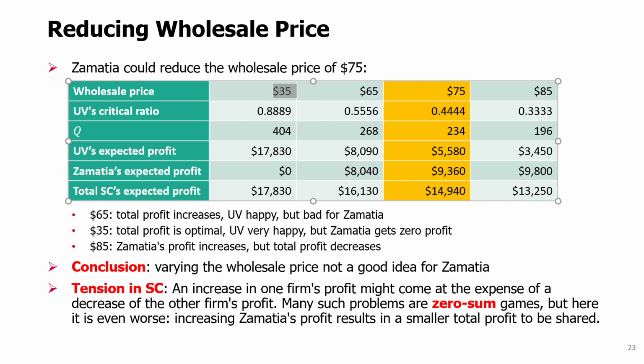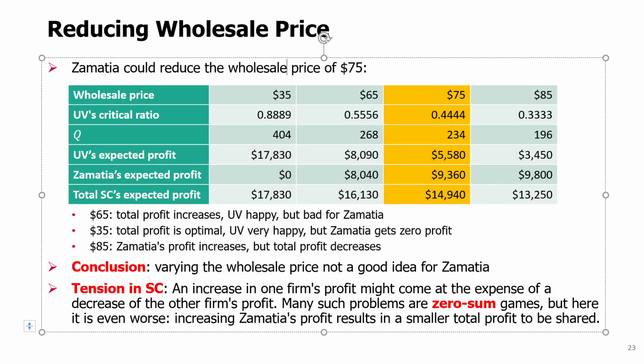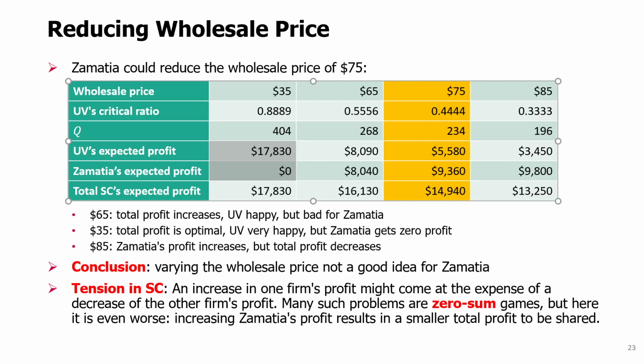If Zamatia went to an extreme and sold the sunglasses at the wholesale price of $35, which is their production cost, right? Then UV would in fact order 404, but all the profit would go to UV in this case, and nothing would go to Zamatia. So Zamatia shouldn't go for this wholesale price because they would basically lose all the profit that they would make, right?